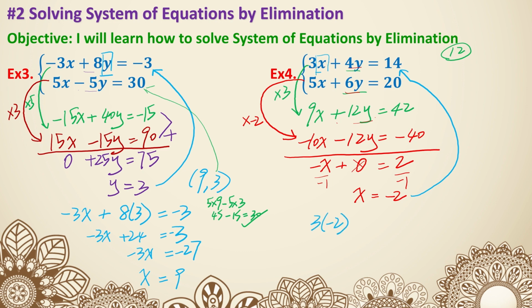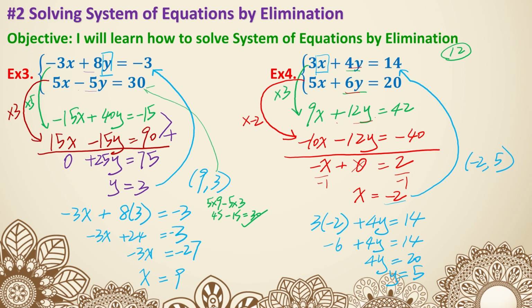I replace the x with negative 2 because right now I know x is negative 2. Plus 4y equals 14. So negative 6 plus 4y equals 14. Add both sides with a 6. 4y equals 20, so y equals 5. That means I got negative 2 and 5. Now I can actually check.